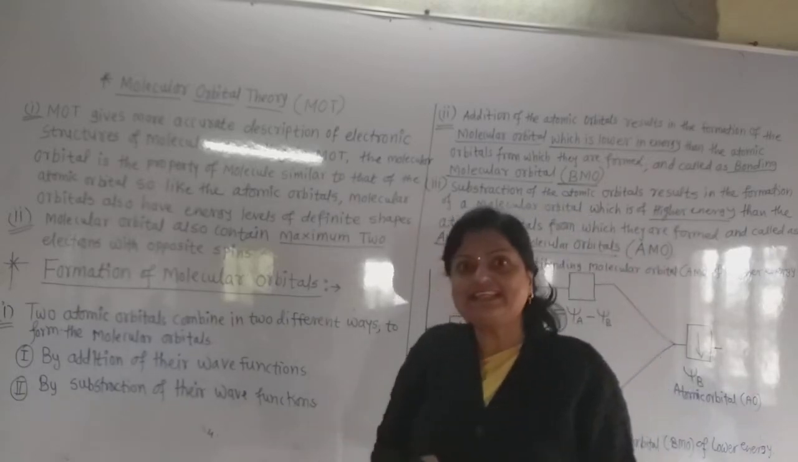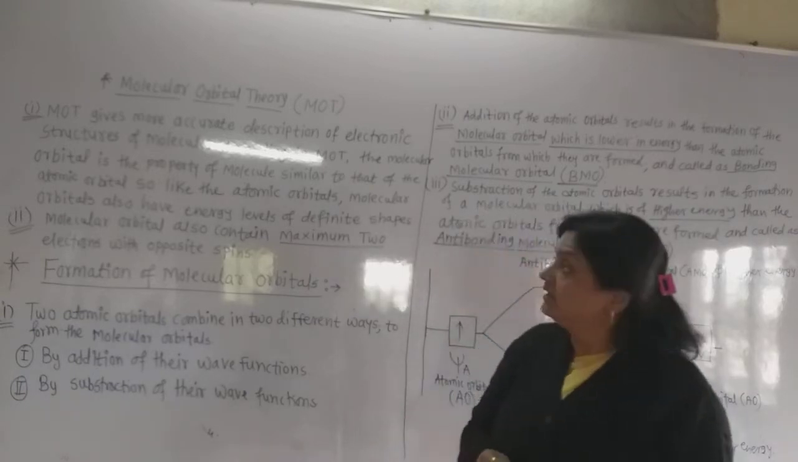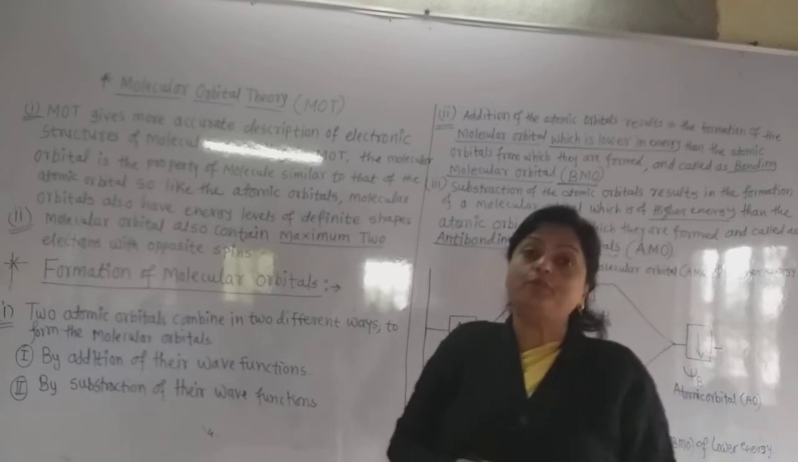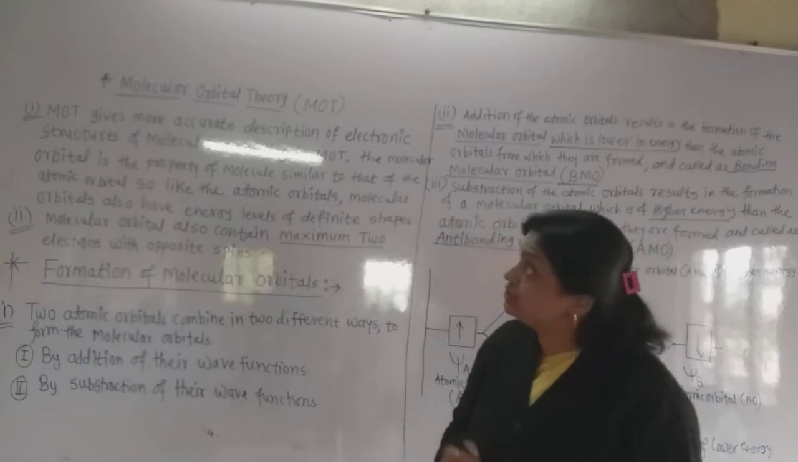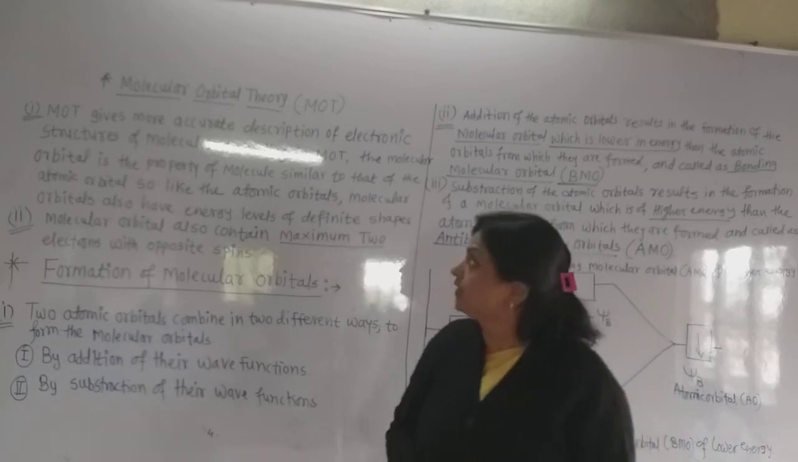We have already seen the electronic structure of molecules in the Lewis structure, how we can write the electronic structure. But this theory, molecular orbital theory, gives a more accurate description of the structure.